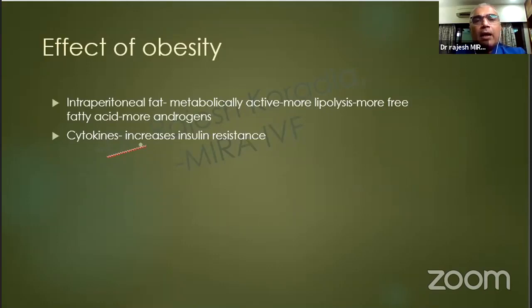Especially in PCOS, how does obesity affect? There is more intraperitoneal fat, which is a metabolically active fat. So there is more lipolysis happening, more free fatty acids. And because of these more free fatty acids available, there is more androgen formation. And another reason, the fat is inflammatory. The inflammatory markers are more, cytokines are more. So that increases the insulin resistance. So in obese patients, there is more androgen and there is increased insulin resistance.